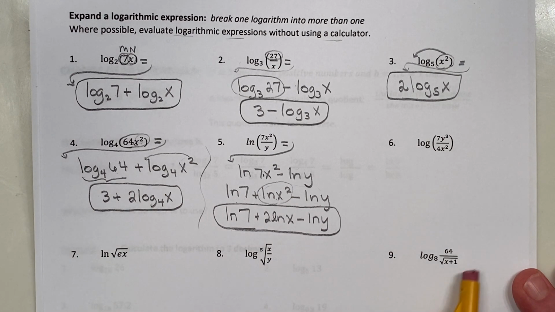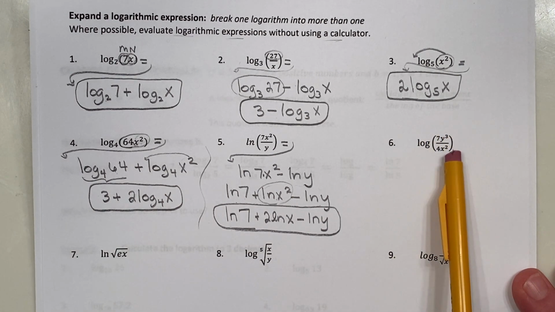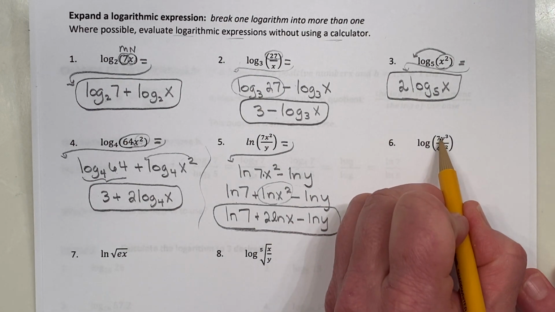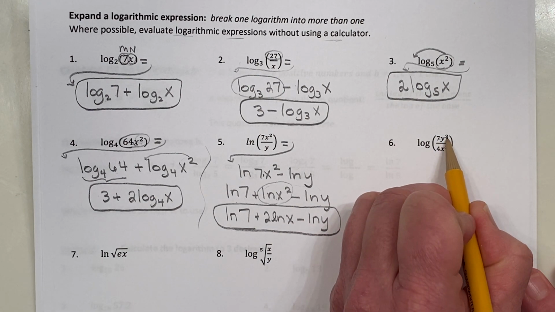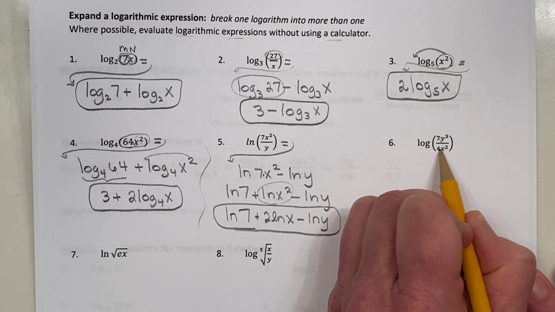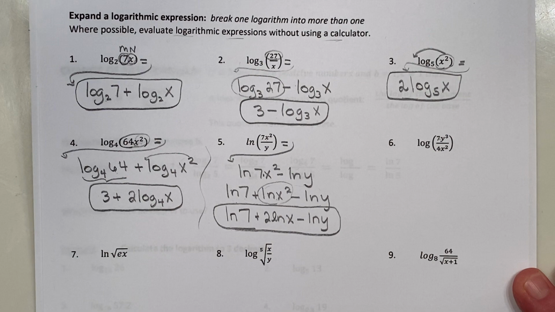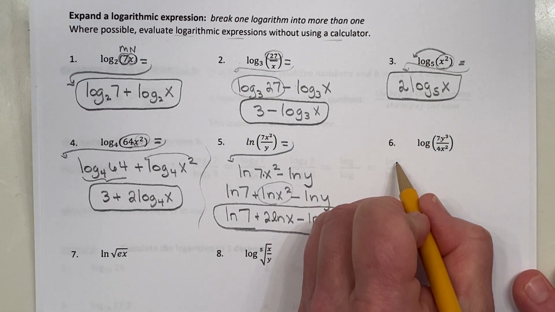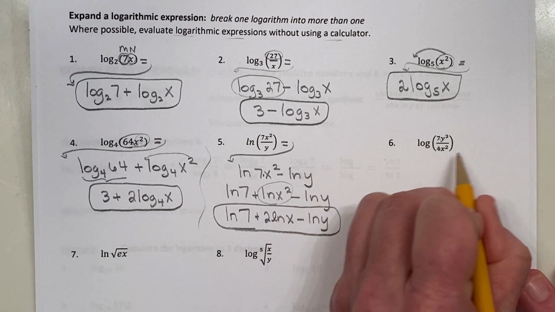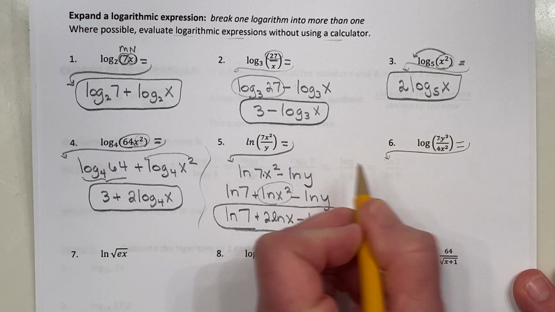Okay, look at 6. A lot of things going on here. We have a quotient. We've got a product in the numerator with a power. And in the denominator, we also have another product with the 4 and the x squared and a power here. So we're going to use many of the log properties. Let's start with the quotient property. Remember, this is equal. We'll come down here.